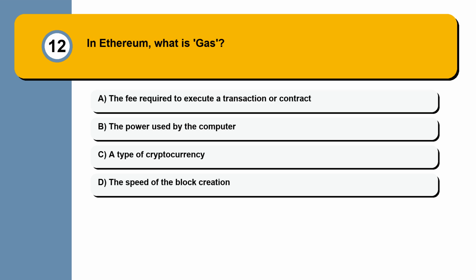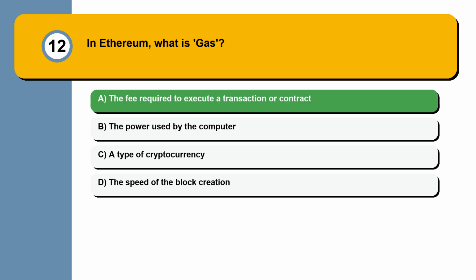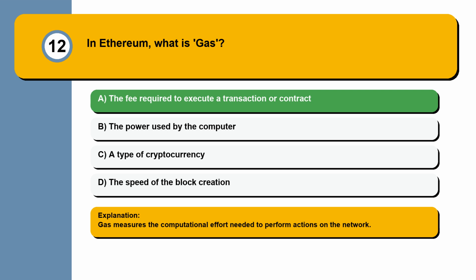Question 12. In Ethereum, what is gas? The fee required to execute a transaction or contract. The power used by the computer. A type of cryptocurrency. The speed of the block creation. Gas measures the computational effort needed to perform actions on the network.